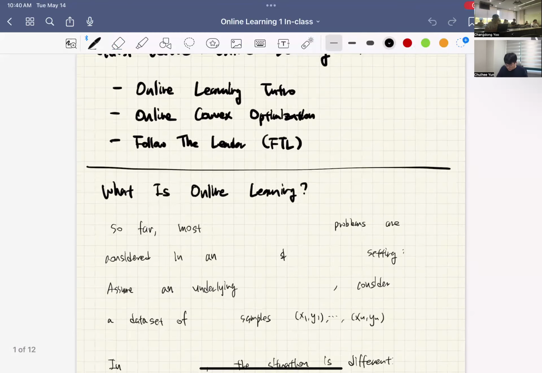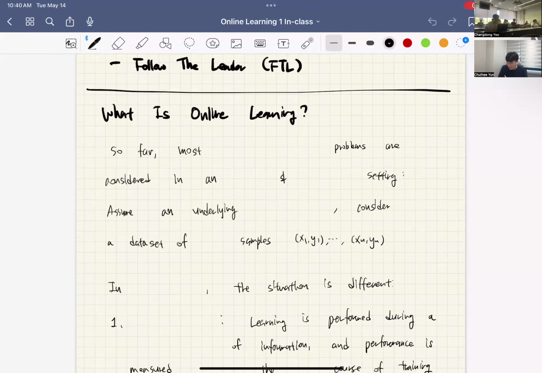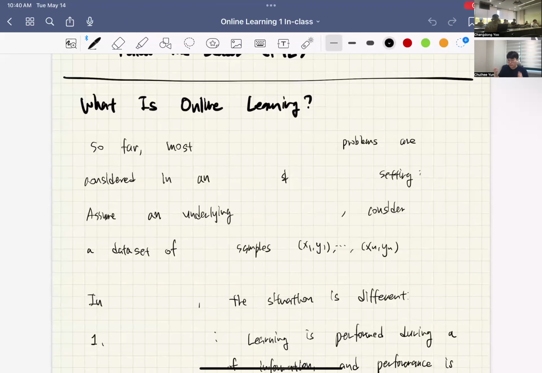All right. So in the statistical learning theory class, you might have been previously studying mostly supervised learning problems, right? And these supervised learning problems are mostly focusing on the offline or stochastic setting. What I mean by offline and stochastic setting is that you have an underlying distribution, which you don't know actually, and your data actually comes from this underlying data distribution.